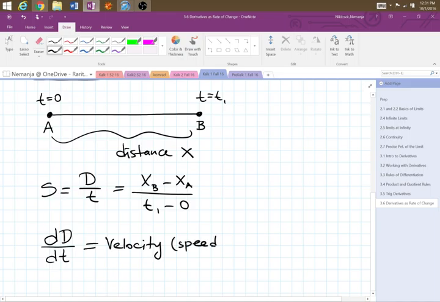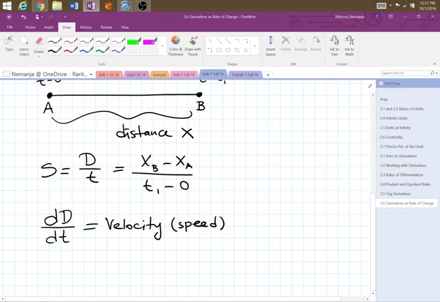And if you don't worry about the direction in which you are going, we're just calling it speed, which is the magnitude of the velocity. So if I am changing the distance in time, it is going to be called velocity.